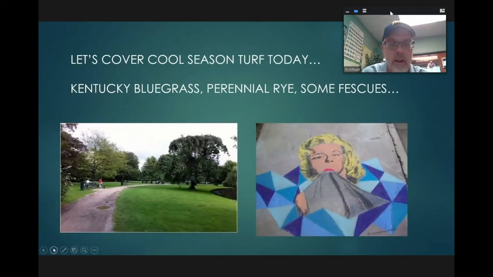What I'm going to primarily talk about is cool season turf, and that includes Kentucky blue, perennial rye, and some fescues. That is 75% or more of what we see as ornamental turf, and most of the products and compounds that we have are labeled for those types of grasses. On golf courses, particularly on the putting greens, you'll get some different turf varieties, but mostly it's Kentucky blue, perennial rye, and some fescues.